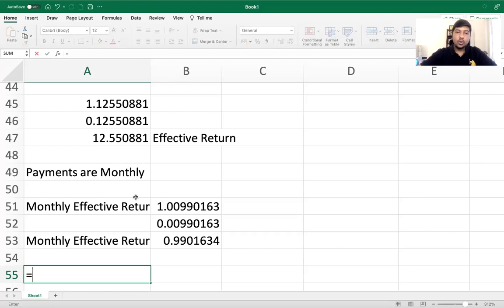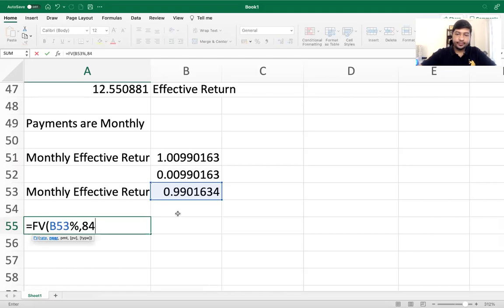Okay, so now let's do the calculation. So future value is equal to rate. So this is the rate. Put a percentage sign since there is no percentage sign over here, comma, number of payments. How many number of payments are there? 84, comma, how much amount you're investing? 10,000. And since this is an investment, it will be minus 10,000, comma, do you have a present value? Any one-time payment? The answer is no. So it will be 0. And then type will be 1 because you're considering that the payments are starting today.